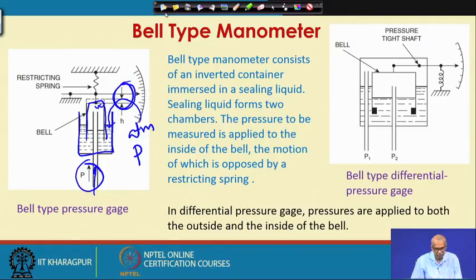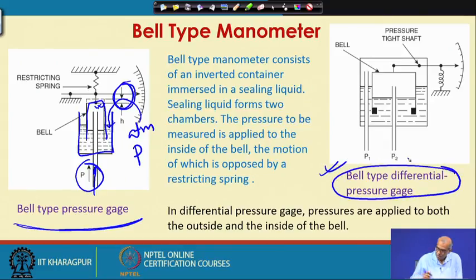Now, the bell type manometers can also be used for measurement of differential pressures. Here, the bell type pressure gauge we use to measure gauge pressure. Now, let us look at this schematic which can measure differential pressure. We call it bell type differential pressure gauge. If you want to measure differential pressure, you have to apply two different pressure sources.